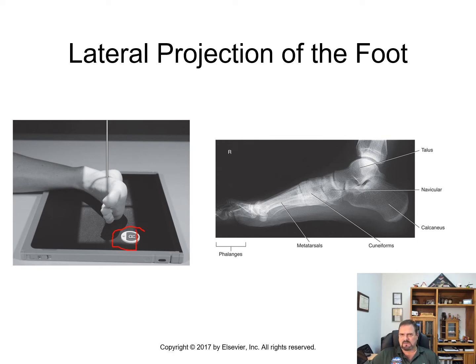Okay, very good. It gives us a nice view of the talus, the navicular, and the calcaneus. We're looking for fractures, especially in this area, those kinds of things. And of course, the cuneiforms and also the metatarsals. Specifically, in this projection, we're going to be looking at the talus, navicular, and calcaneus.